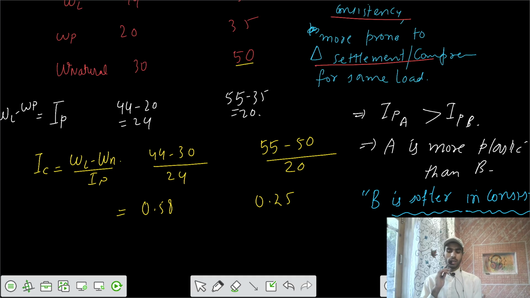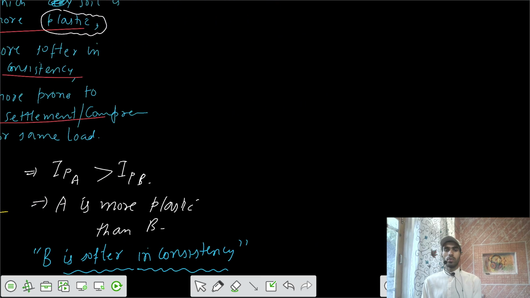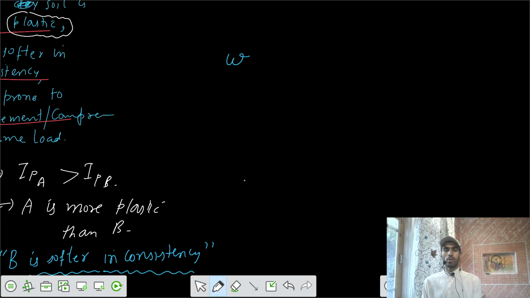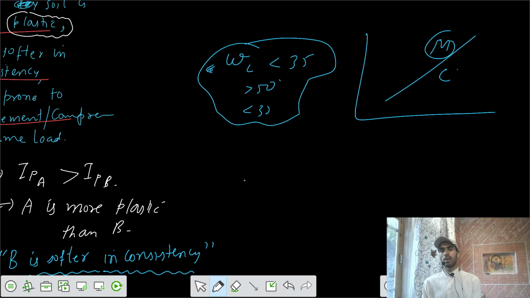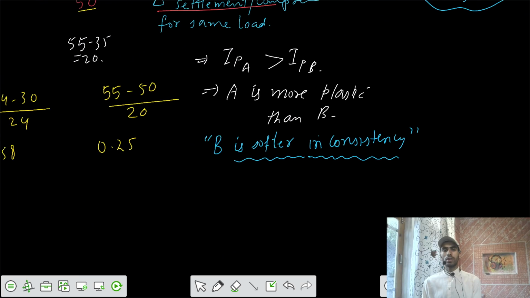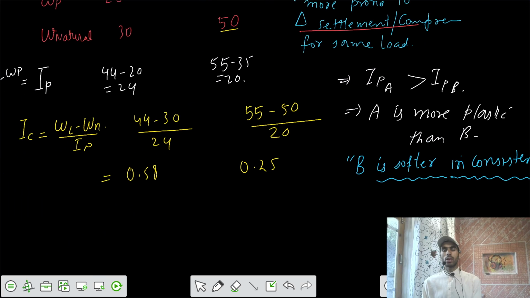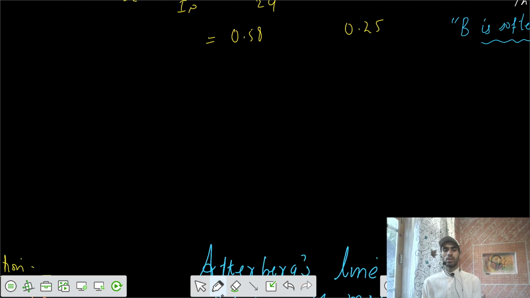For settlement or compressibility, we can have a classification. We check whether the value of WL is in the range of 35 to 50%, or less than 35. We can also check whether the soil is clay or silt. Let's go for the third one, the calculation for settlement or compressibility.